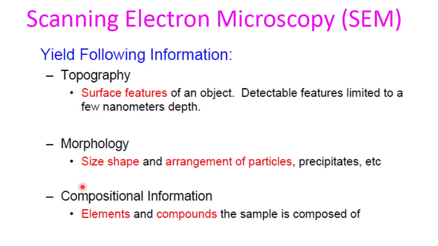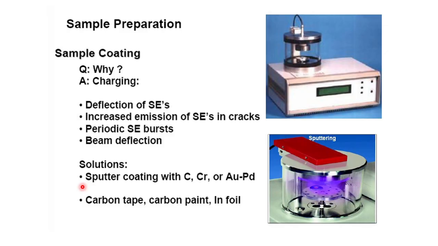Now SEM actually yields the following information: surface feature, topography, morphology, size, shape, and arrangement of particles. We have also checked the compositional analysis through the EDAX. For that, of course, one limitation is your material should be conducting. If it is not conducting, we should coat with a conducting element. Otherwise, the electron beam cannot interact. If it is electrically insulating, the electron beam cannot interact with your material.